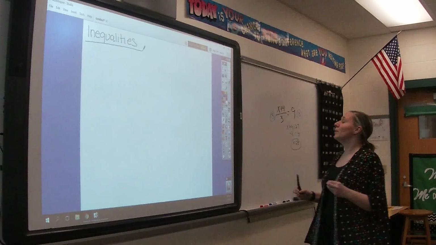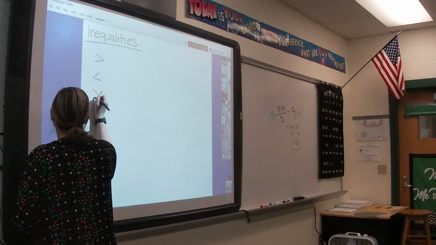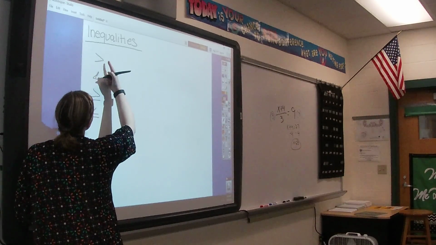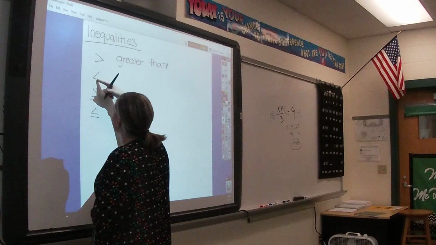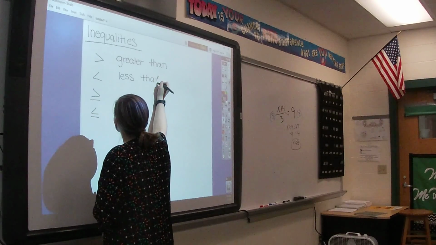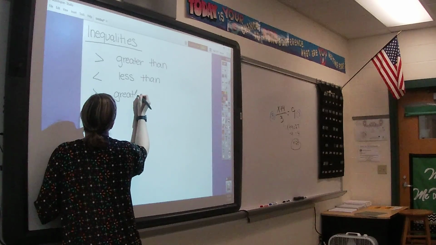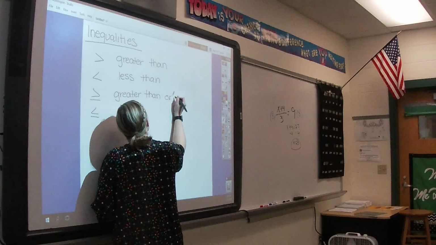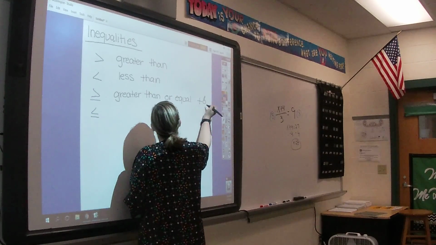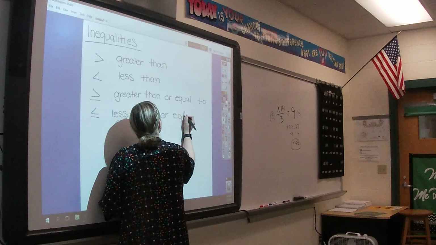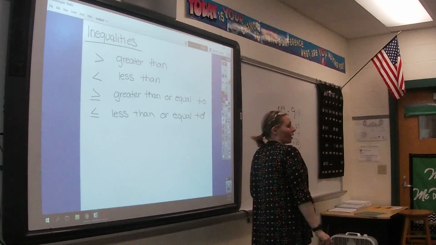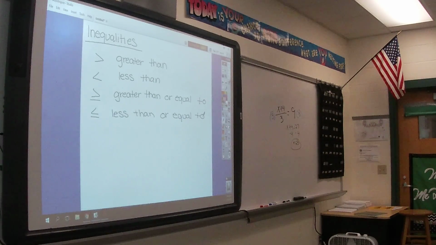So I cannot stress enough how important it is that you know what each of these signs actually are. What do we call this one? Greater than. This is less than. This is greater than or equal to. This is less than or equal to. If you do not know what those four things are, make yourself flashcards, make yourself a Quizlet, make yourself something, memorize them. Okay, we need to know what those are.